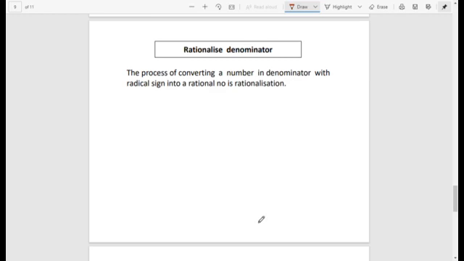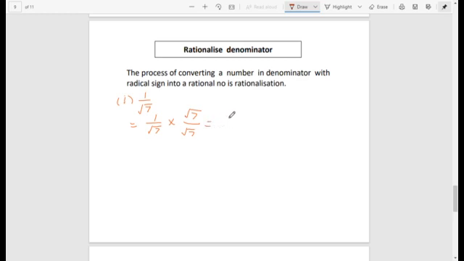Rationalize denominator. The process of converting a number with radical sign in denominator into a rational number is rationalization. So this can be understood with the help of example. So let us consider one example. Here one number is given 1 upon root 7. So we have to rationalize this one. So we can write it 1 upon root 7 into root 7 upon root 7.